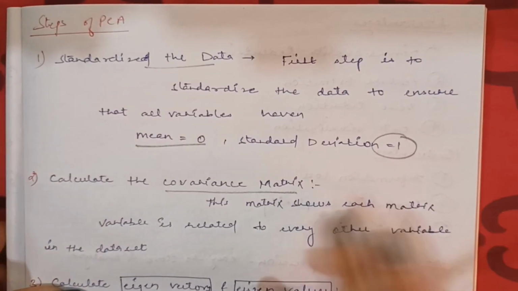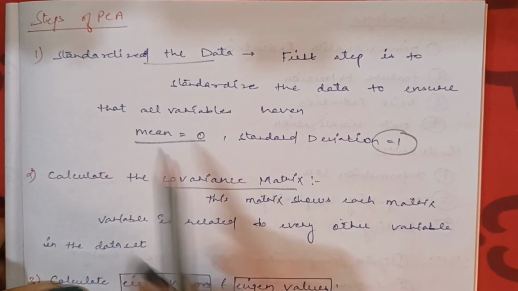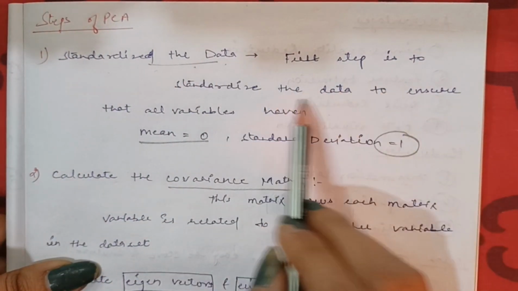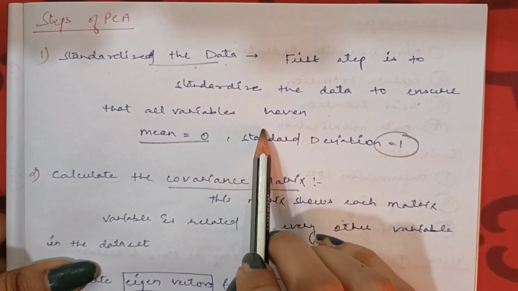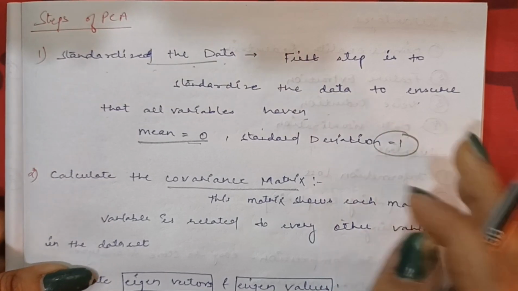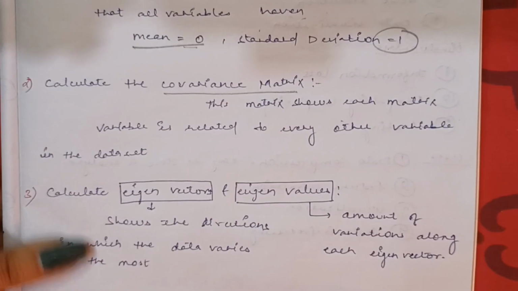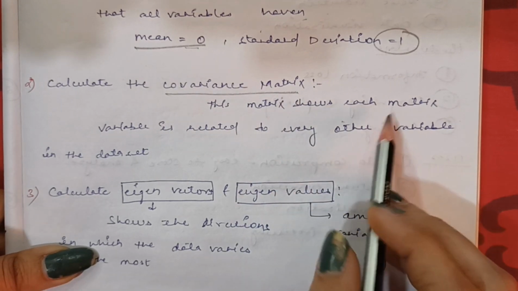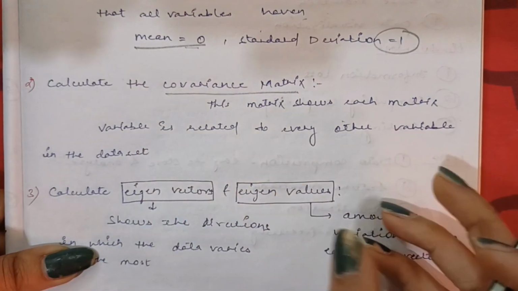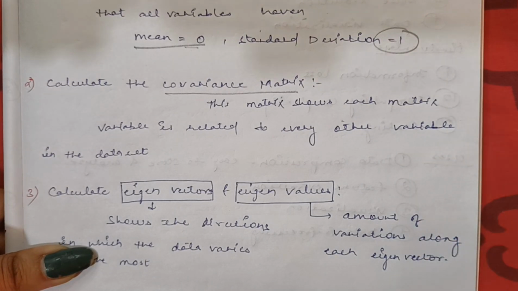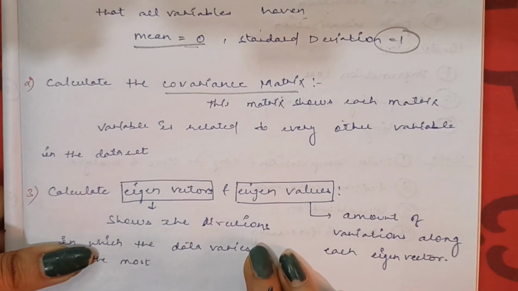Now let us look at the steps of PCA. First step is to standardize the data, to ensure that all the variables are having mean as 0 and standard deviation as 1. Next step is to calculate the covariance matrix. This matrix will show how each variable is related to every other variable in the data set.